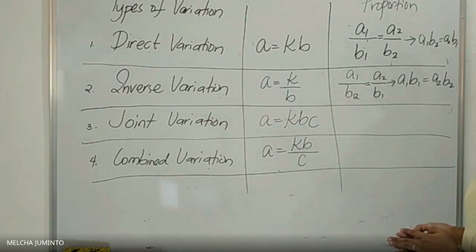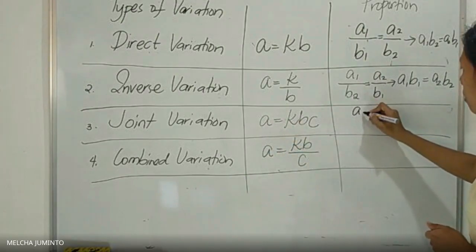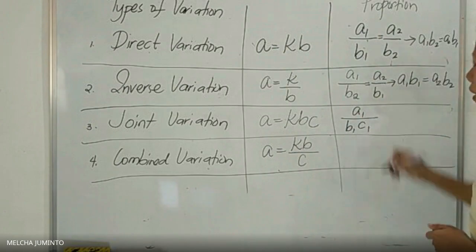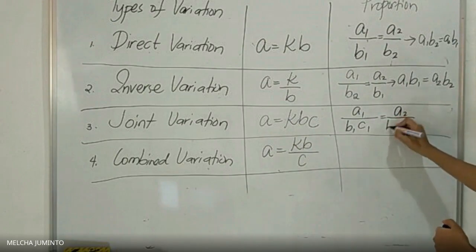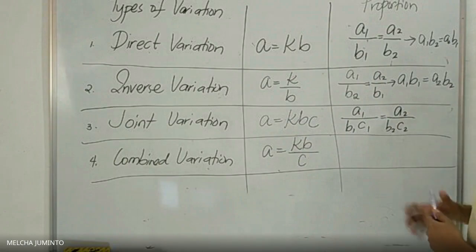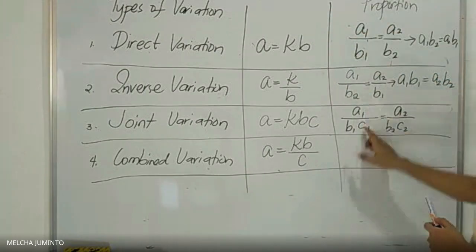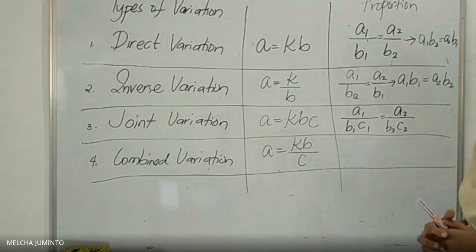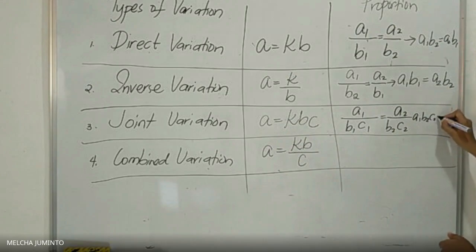Now, for the joint variation, A varies jointly as B and C. You will write A sub 1 over, at the bottom, we have B sub 1, C sub 1. On the right side, we have A sub 2 over B sub 2, C sub 2. Almost similar with direct variation, but there's C sub 1 because we have A, B, and C in the joint variation. If you cross multiply, you will get A sub 1, B sub 2, C sub 2 equals A sub 2, B sub 1, C sub 1.